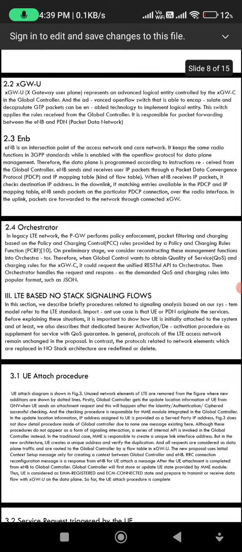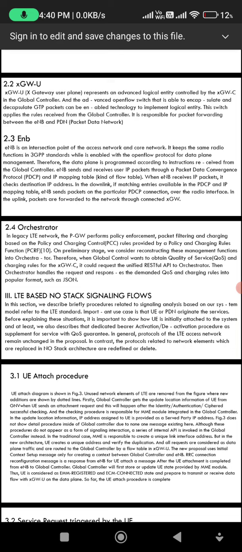ENB is an intersection point of the access network and the core network. It keeps the same radio functions as in 3GPP standards while being enabled with the OpenFlow protocol for data plane management. Therefore, the data plane is programmed according to instructions received from the global controller. ENB sends and receives user IP packets through a packet data convergence protocol and IP mapping table.